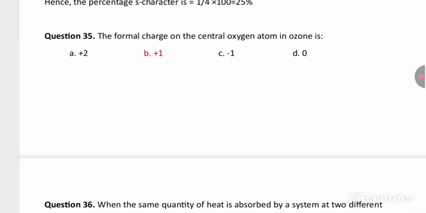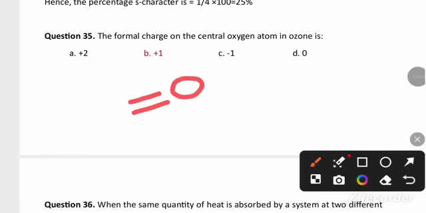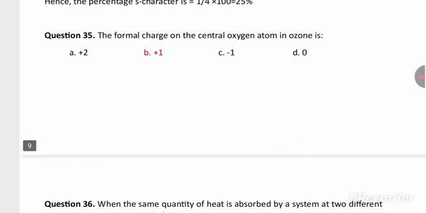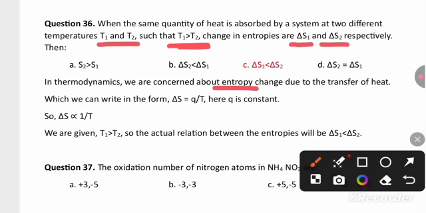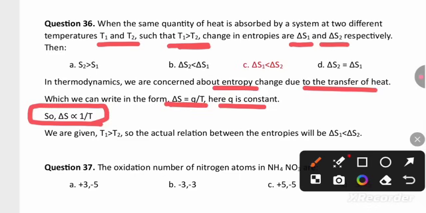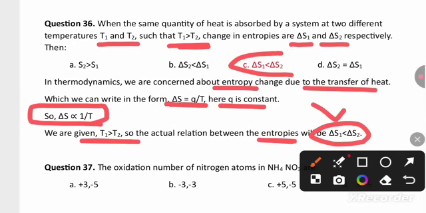Next question, the formal charge of the central oxygen in ozone is +1. Next question, when the same quantity of heat is absorbed by a system at two different temperatures T1 and T2 such that T1 is greater than T2, the entropy changes are delta S1 and delta S2 respectively. We know that in thermodynamics, the change in entropy S due to transfer of heat can be written as delta S is equal to Q by T. In this question, heat Q is constant, so delta S is inversely proportional to temperature. Because of that, as T1 is greater than T2, delta S2 is greater than delta S1. So option C is the right answer for this question.